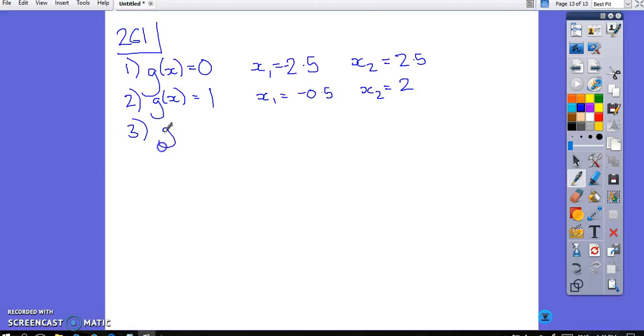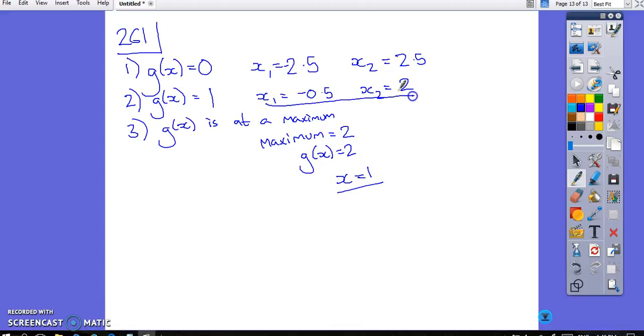Finally, we need to find when the value of the function is at a maximum. And you can see that the maximum is 2. So we're looking at when g of x is equal to 2. And the x value for this is when x is equal to 1. So these are our three solutions for 261.